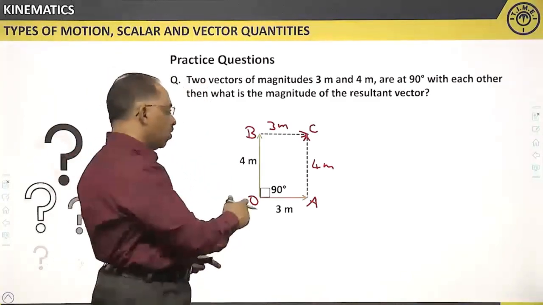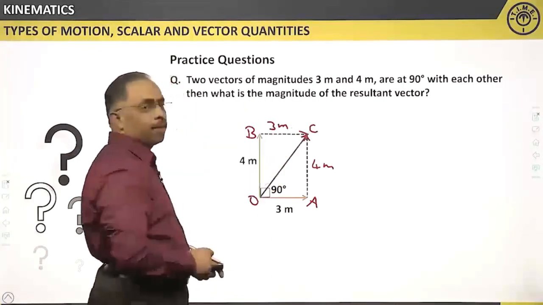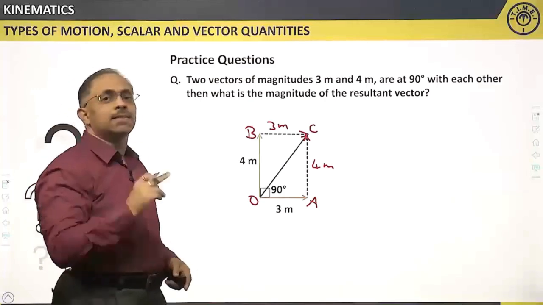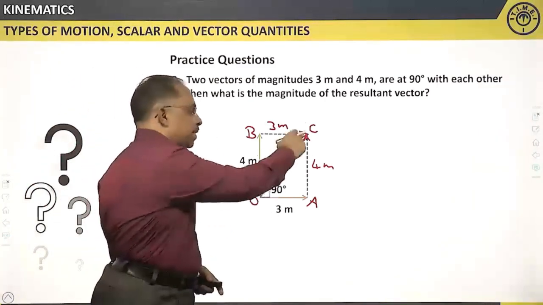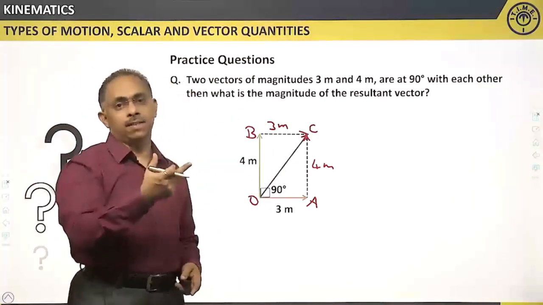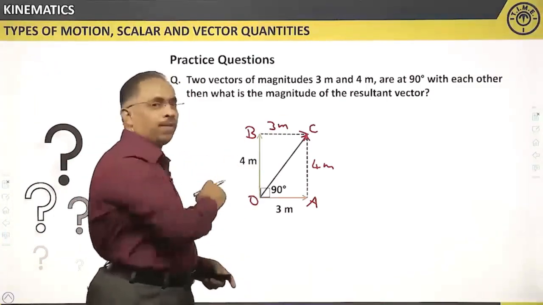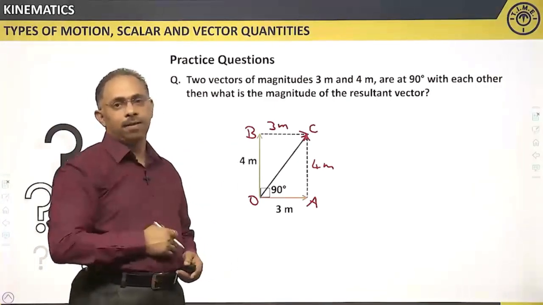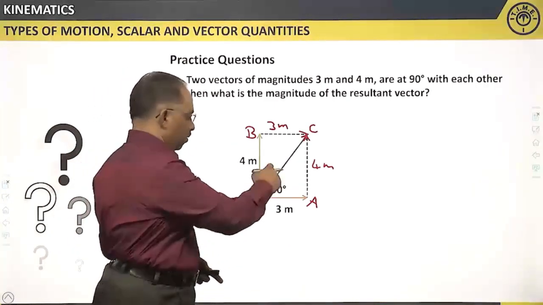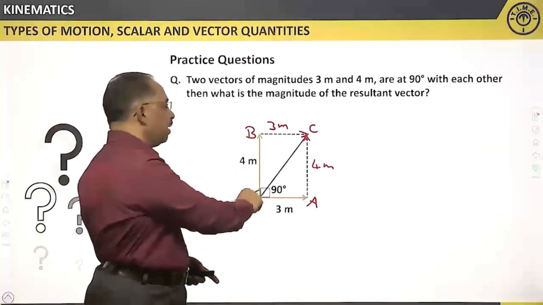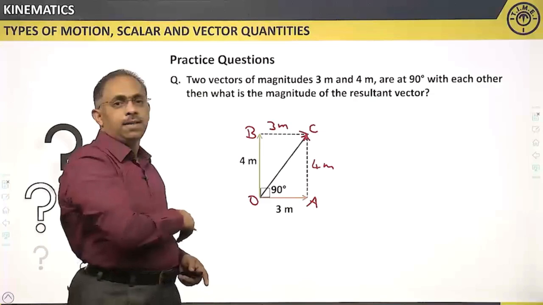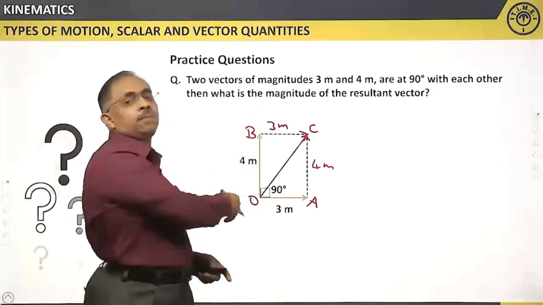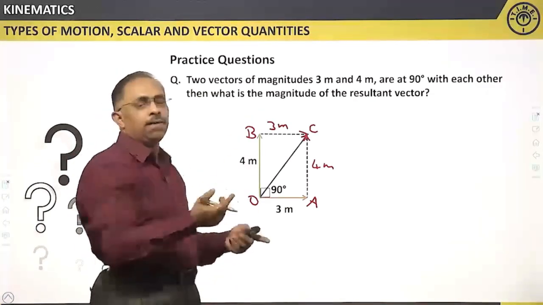That means, if I join O to C, that will be the third side of the triangle OAC taken in the reverse order. If I take CO, it is in the same order; I am taking OC in the reverse order. I need not take only this triangle OAC. I can also take triangle OBC. So, OB plus BC is giving me OC. Either way I will get it.